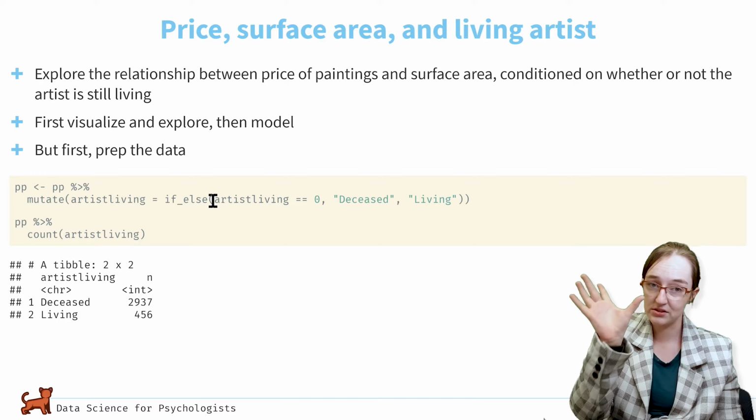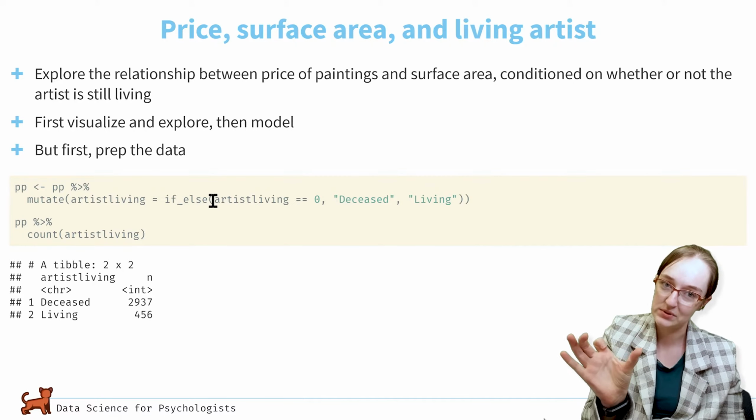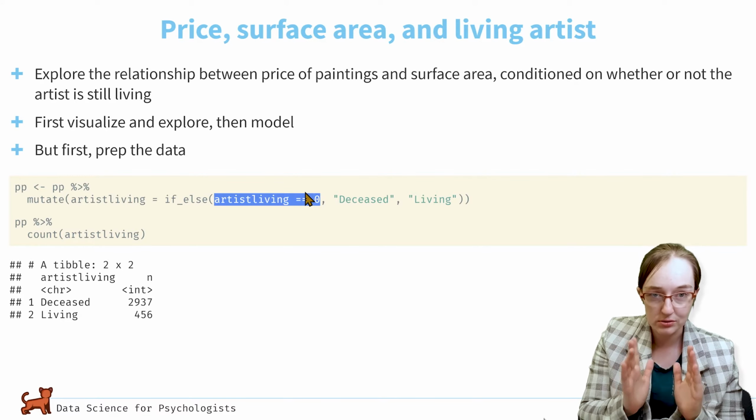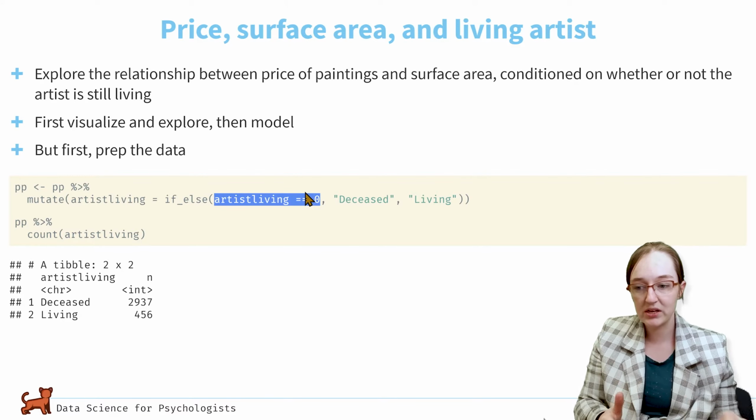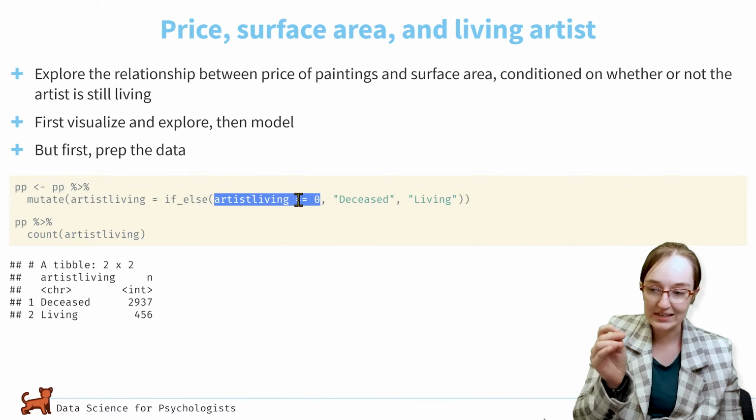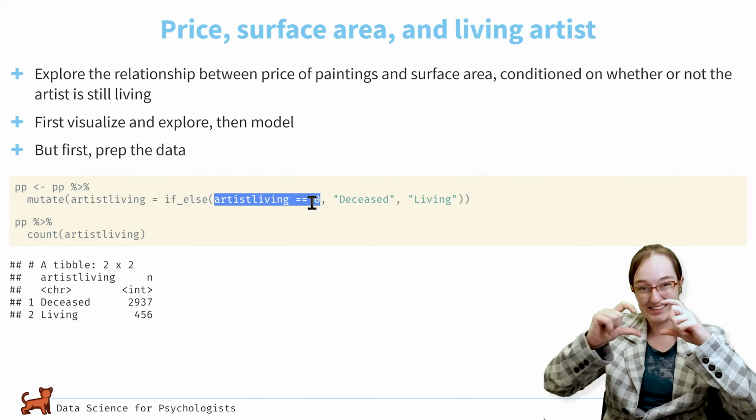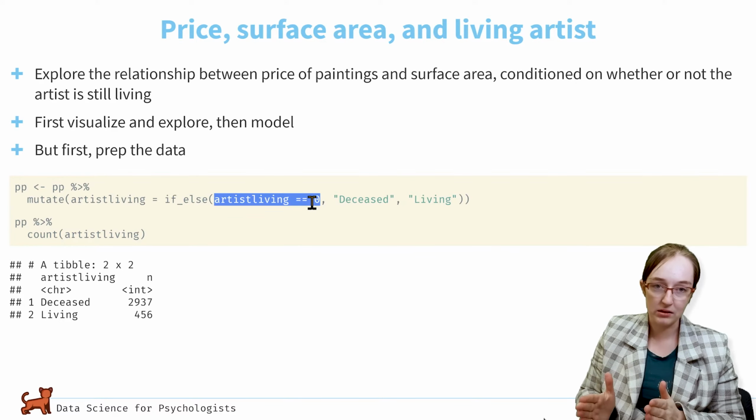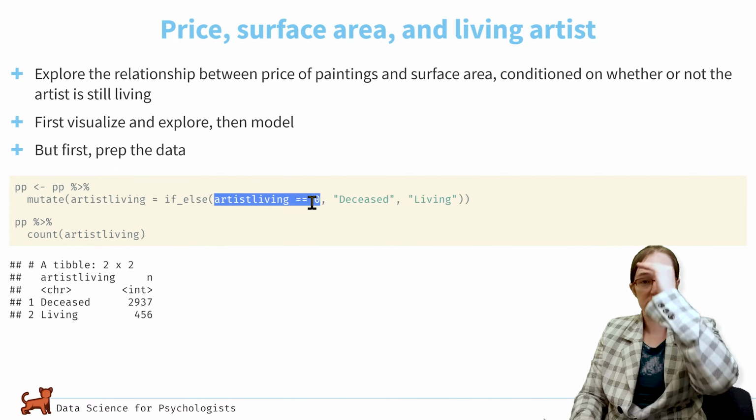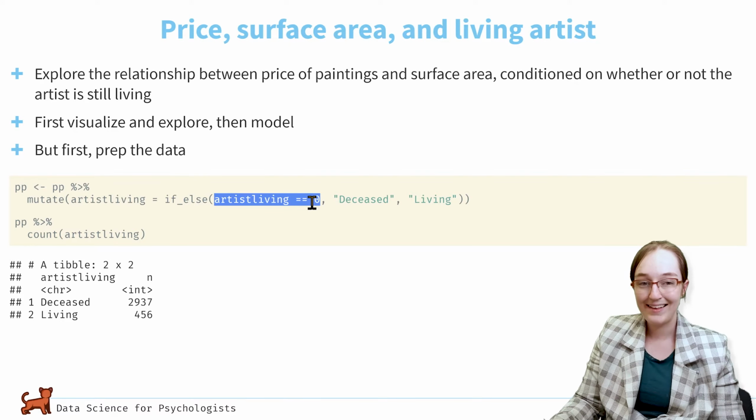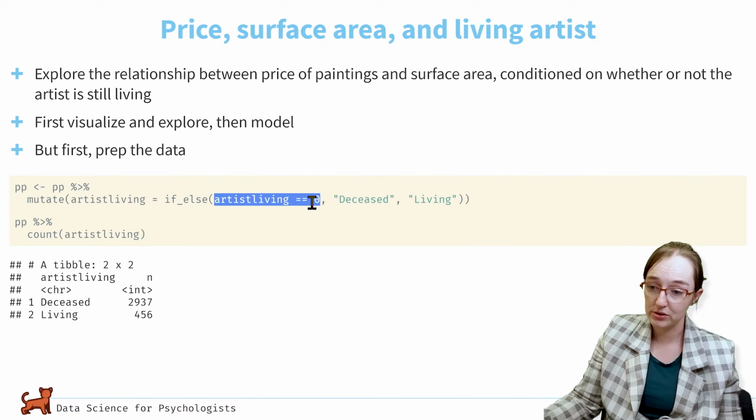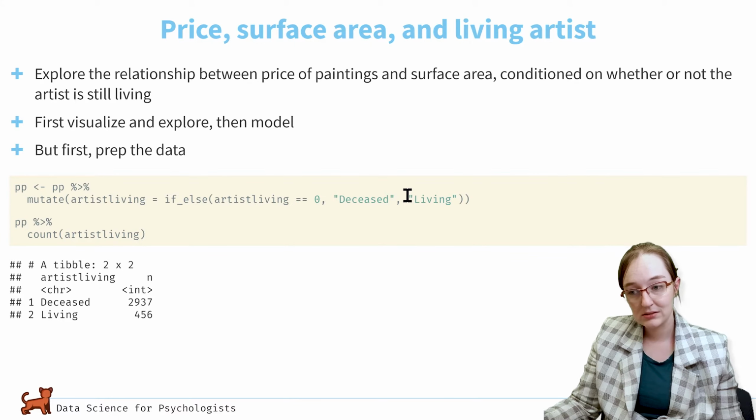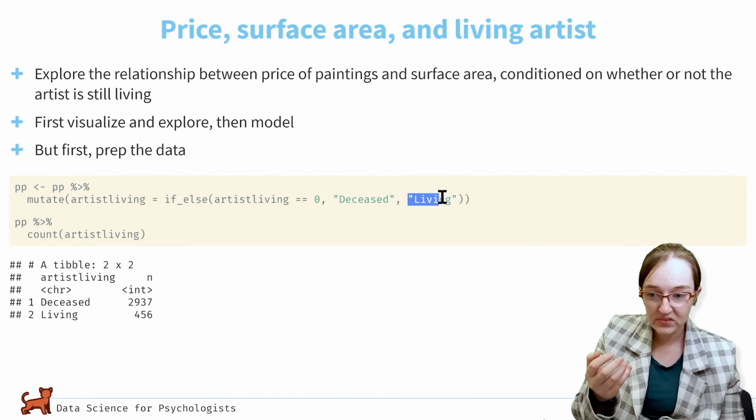So if else, so the first thing we do is the logical assessment. So that is going to tell us what the conditional decides by. So here, if artist living double equals 0, so that means it is exactly equal to 0 throughout our whole vector for each individual. Then if that is true, we go with the first option, deceased. Otherwise, so else, we go with living.